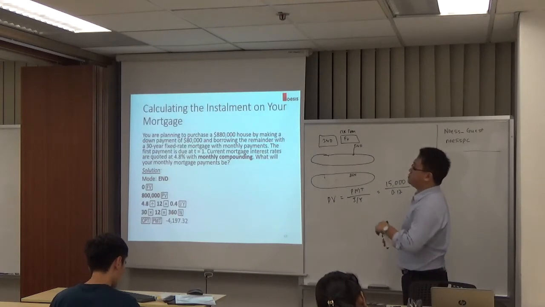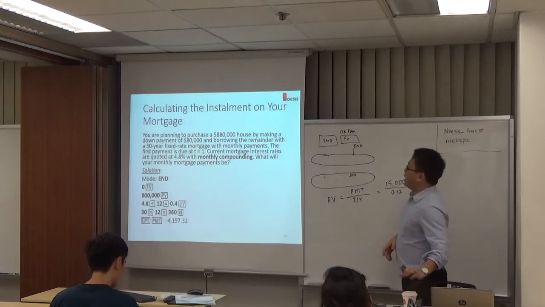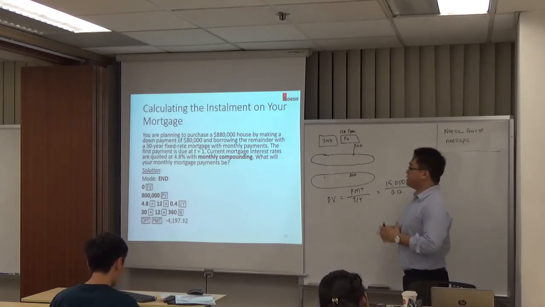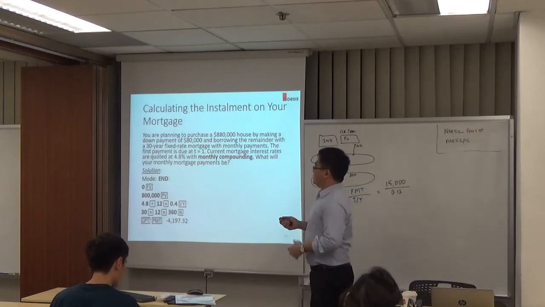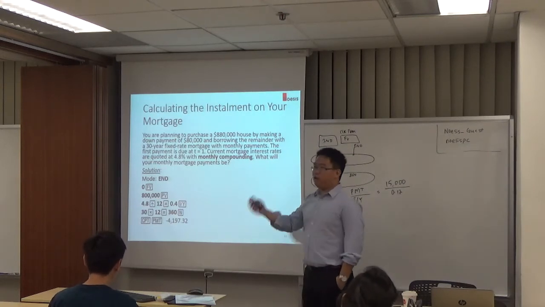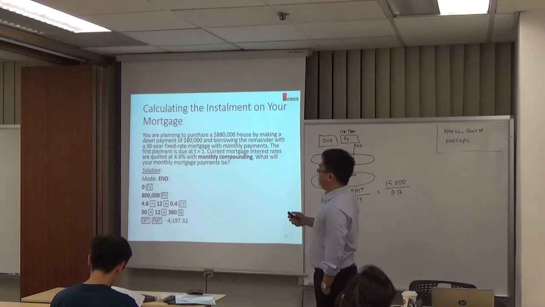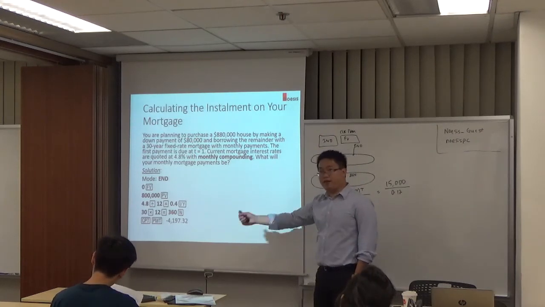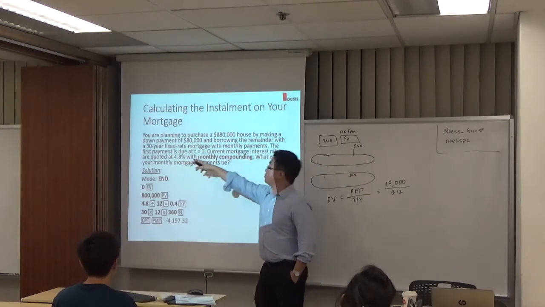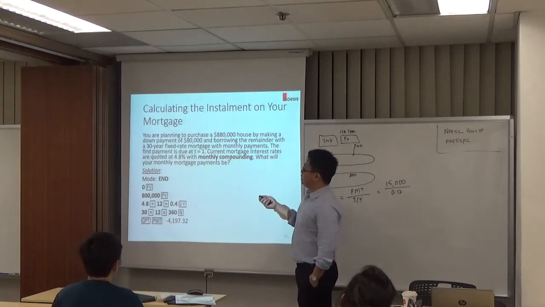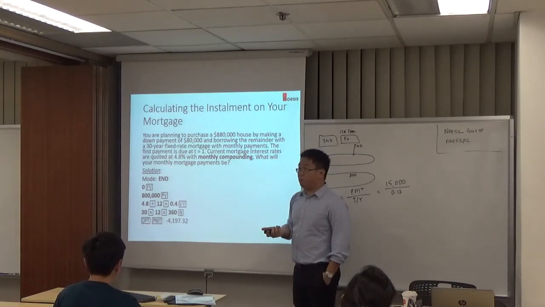Now, last part here, quick one. It's just a different variation. Let's say you want to take out a loan to buy a home. Let's say you're planning to buy a house that's 880,000, and you're going to make a down payment of 80,000. So you pay off 80,000 there. You need to borrow $800,000 for the remainder. The loan is a 30-year fixed rate mortgage.